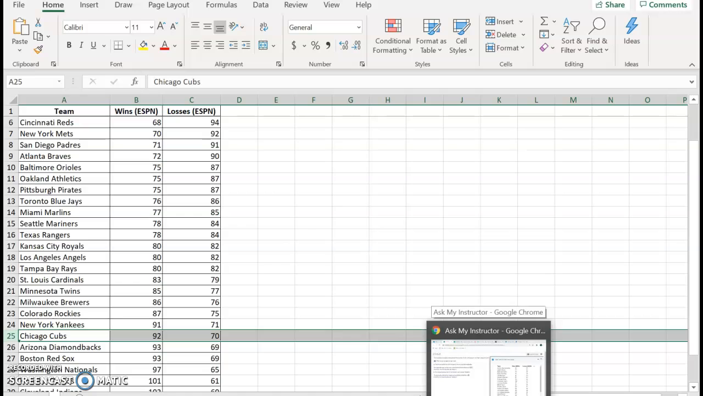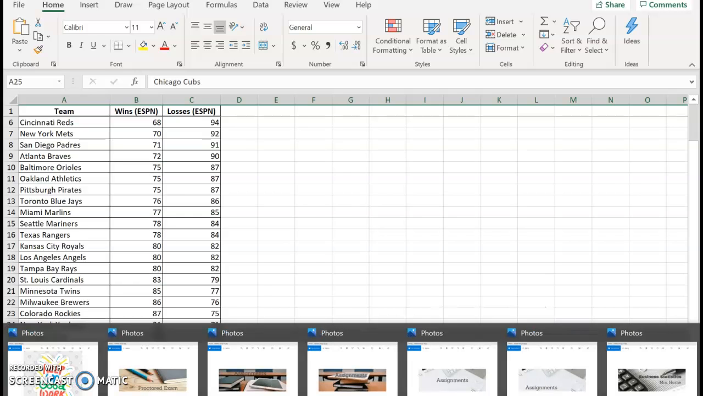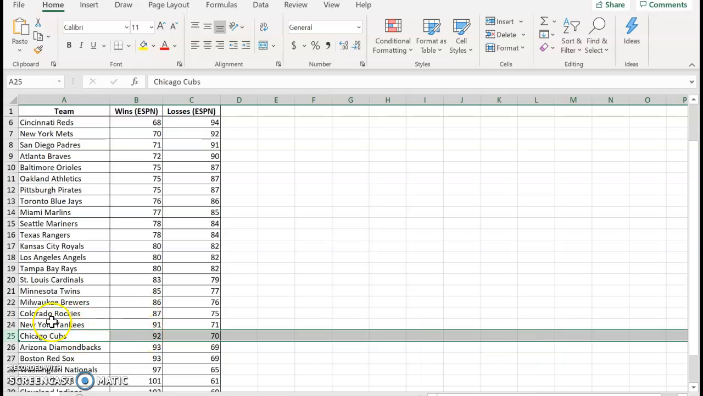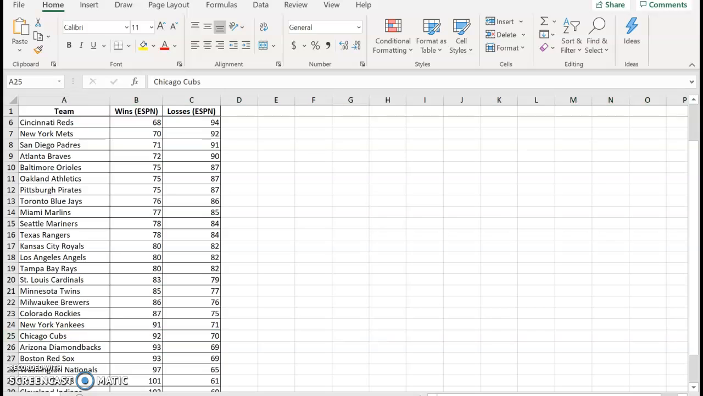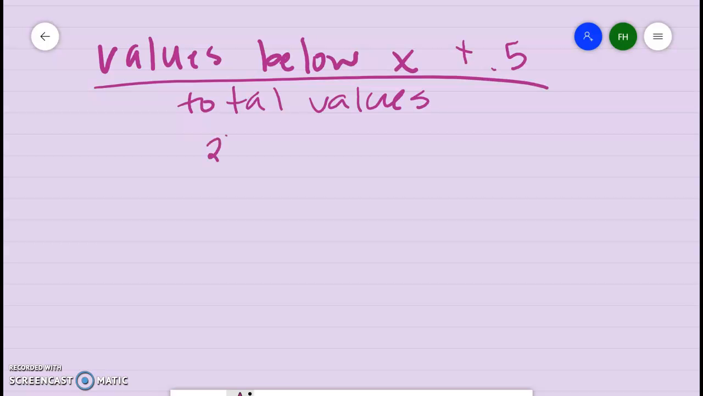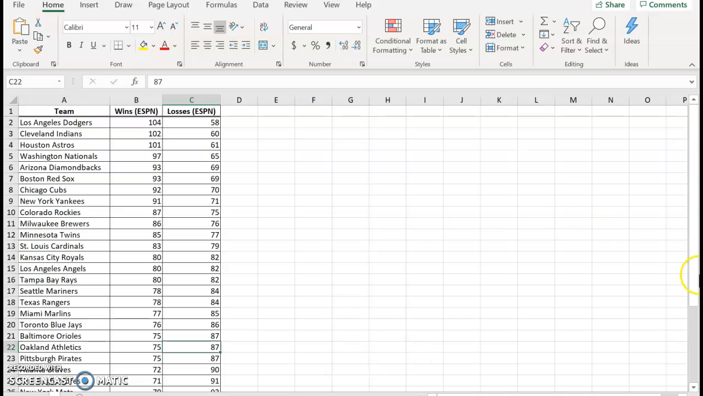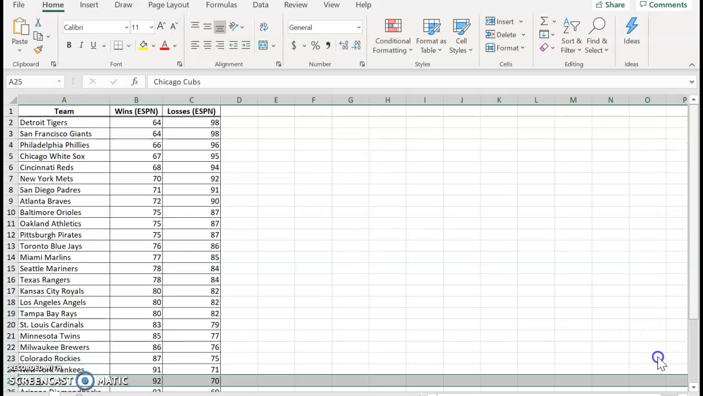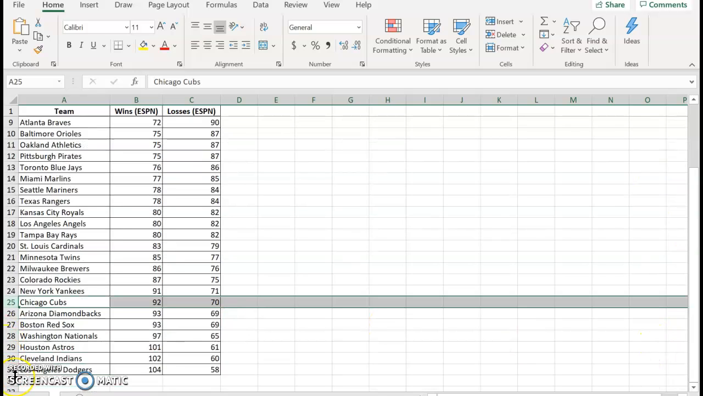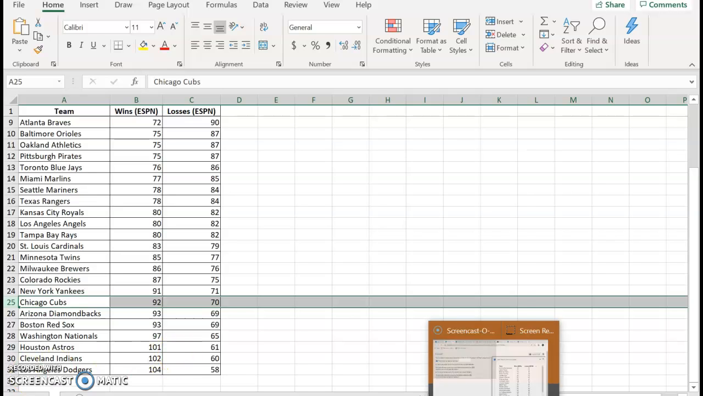So our formula is going to be, there are 24 teams that have less than 92 wins. So we have 24 teams that have fewer wins than the Diamondbacks, and I believe we have 30 teams. Let's look. So we started at 2 and we went all the way to 31. So 2 to 31 would be 29 plus 1 would be 30. So we have 30.